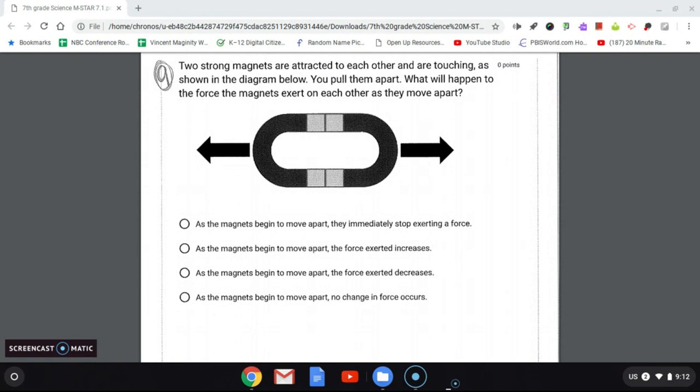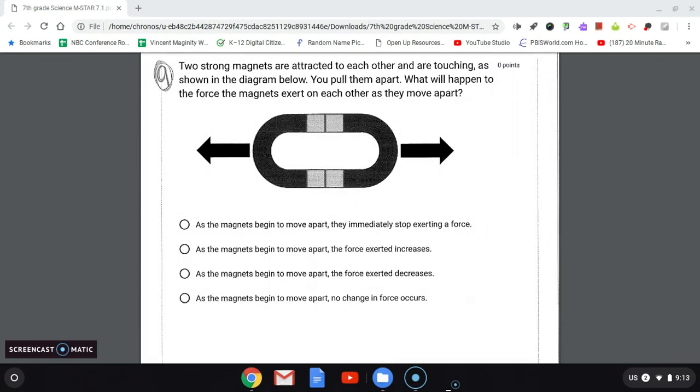Number 9, 2 strong magnets are attracted to each other and are touching, as shown in the diagram below. You pull them apart. What will happen to the force the magnets exert on each other as they move apart? As the magnets begin to move apart, they immediately stop exerting a force. As the magnets begin to move apart, the force exerted increases. As the magnets begin to move apart, the force exerted decreases. Or as the magnets begin to move apart, no change in force occurs.